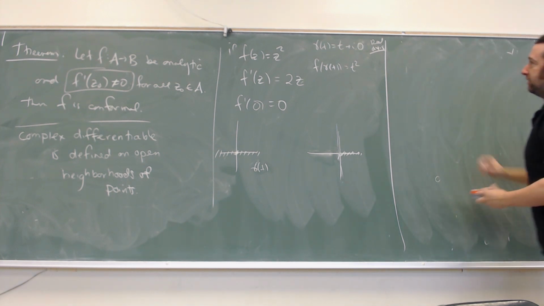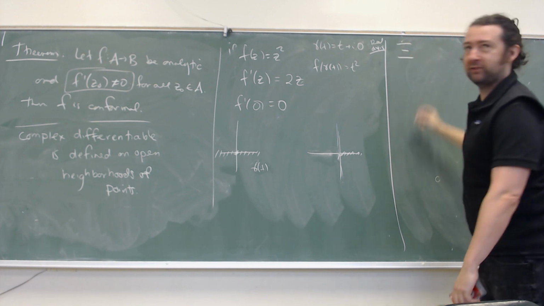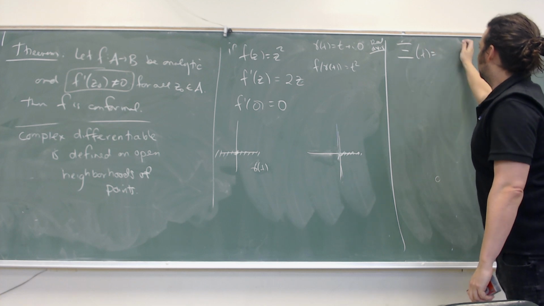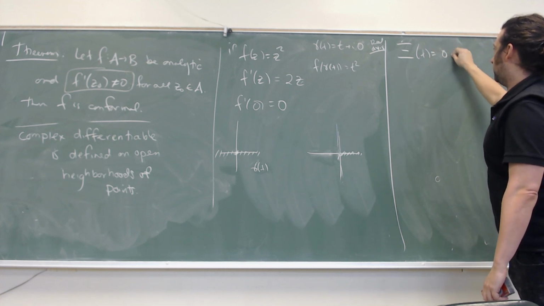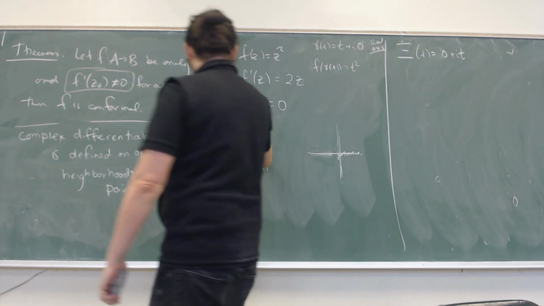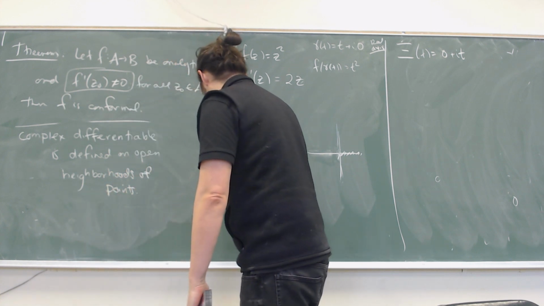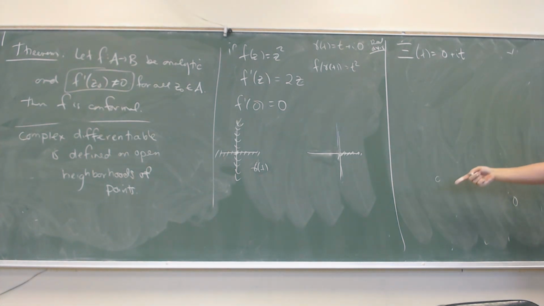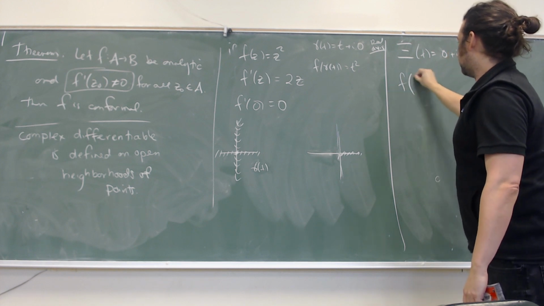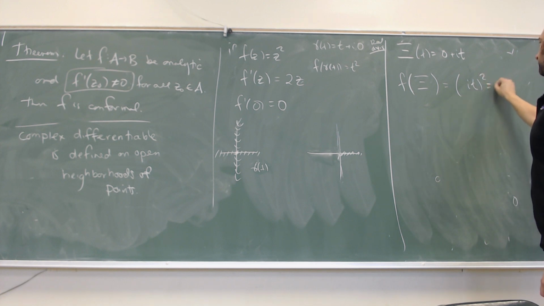What happens to the imaginary axis? Let's parameterize it: 0 plus i t. Maybe I should draw it like this, so we can distinguish the two. That's this line. I've parameterized the imaginary axis by doing this, where t runs from minus infinity to infinity. So f of this, capital C, is equal to (it) squared, which is minus t squared.